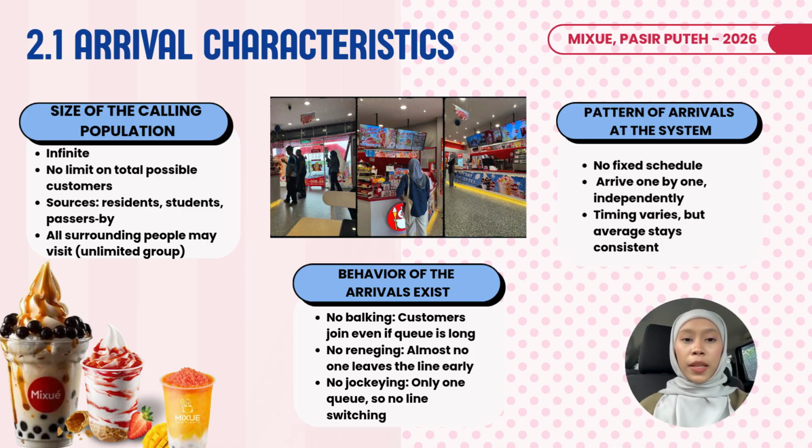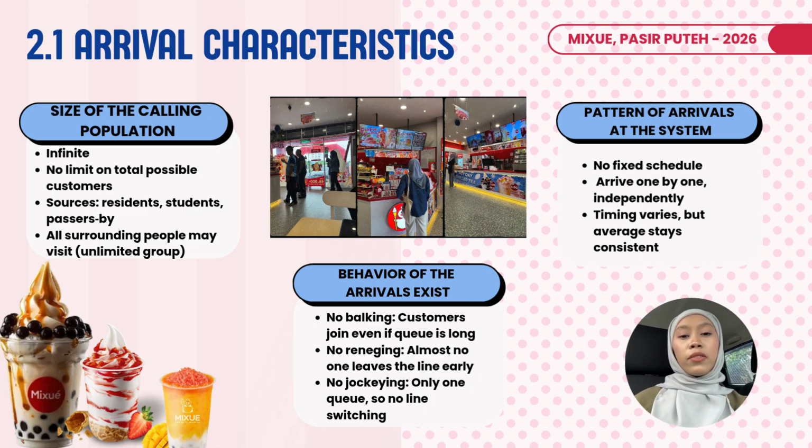Second one is arrival pattern. The arrival pattern is random and follows no fixed schedule. The customers do not arrive at a set time or in a regular group. Instead, they come one by one at irregular intervals, and each person's arrival is independent, meaning one customer coming does not affect when the next one arrives. For example, during our observation, we sometimes saw 2 customers arrive within just 5 minutes, but at other times, no one came for as long as 10 minutes. Even though the timing changes, the average number of customers arriving over time stays consistent.